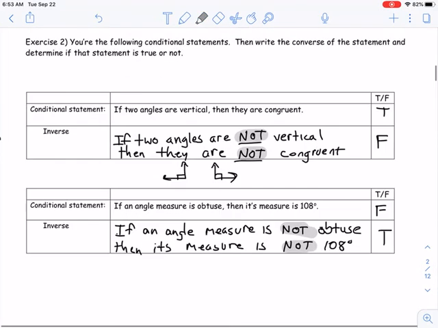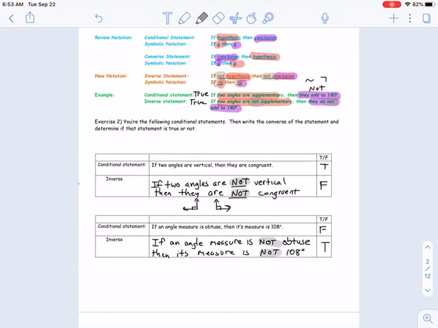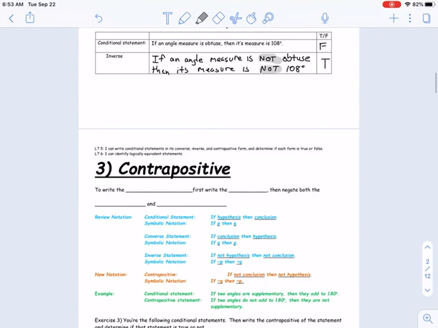Alright, so this is kind of interesting. We saw a case where it's true, true, up here, true, false, false, true. Seems chaotic. There are patterns going on. Stay tuned, and we're going to talk about contrapositive next.